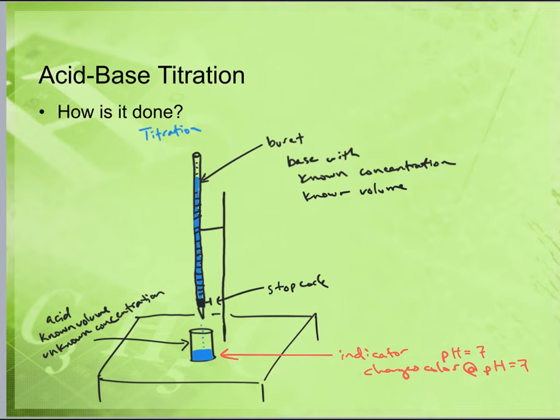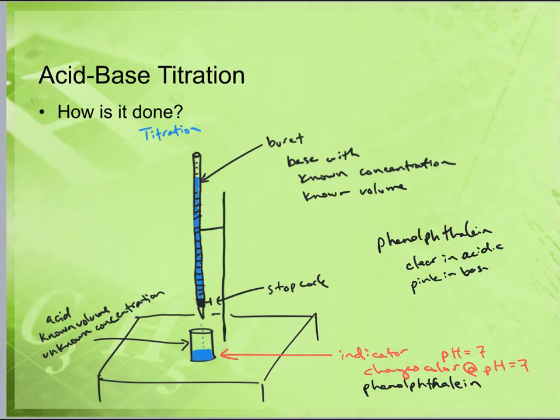So we want an indicator that changes color at a pH of 7, if we can find one. Unfortunately, there are some. So we'll add an indicator in there. The most common one is one called phenolphthalein. It's kind of a mouthful. Phenolphthalein, and you'll want to put this down because we're going to see this next week. Phenolphthalein. It is clear in acidic solution, and it is pink in basic solution.